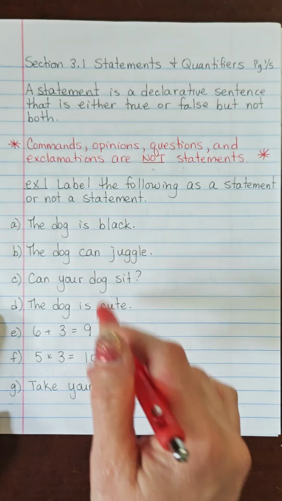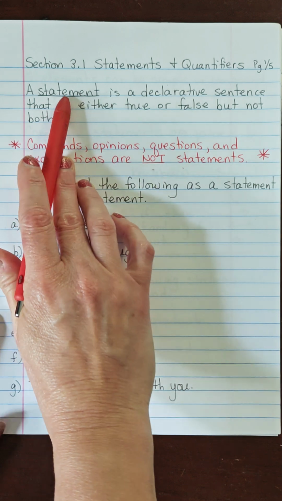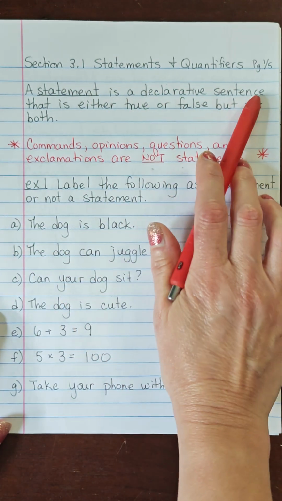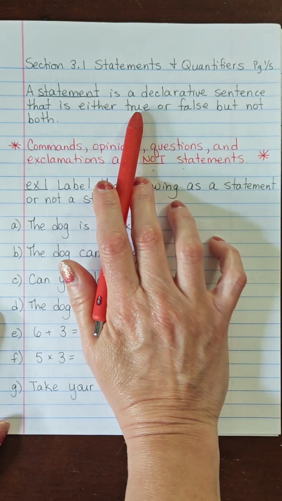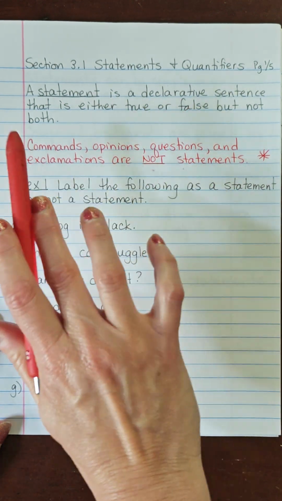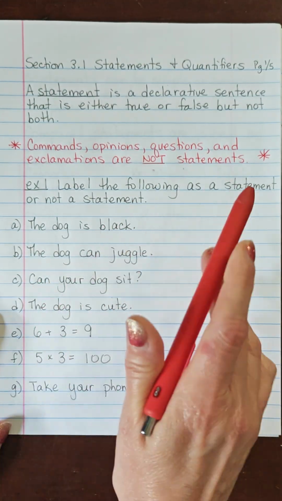So let's look at these examples and let's label each one as a statement or not a statement. So remember, a lot of people mistakenly think that a statement is a declarative sentence that's true. Okay, but it's not. It can be true or false, but not both. Okay, so that's important. So let's start off.